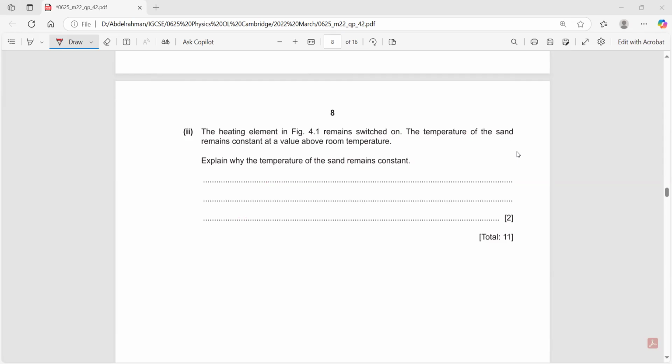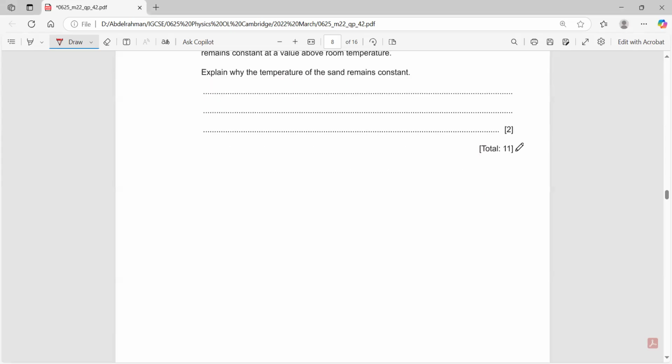We'll say because there's energy lost. Yes, energy is lost to the surroundings at a rate which is equal to the energy gained by the sand. So you can say it loses 10 joules per minute, for example, and it gains 10 joules per minute. So the same amount. It loses the same amount it gains.